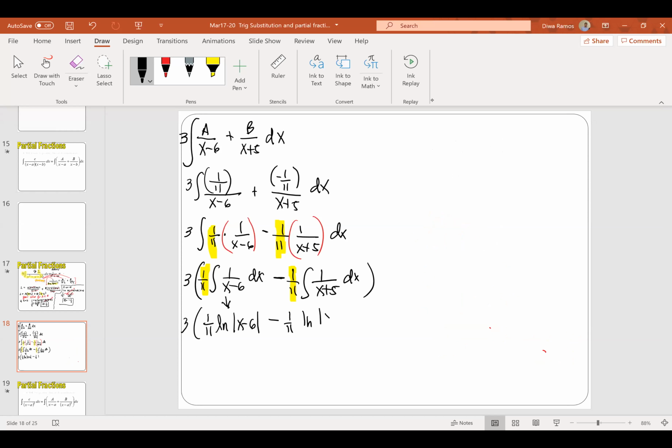So this will end up as an x plus 5 ln if you do the same thing. Okay. In fact, let me just point out to you that anything x minus a ends with ln of x minus a.